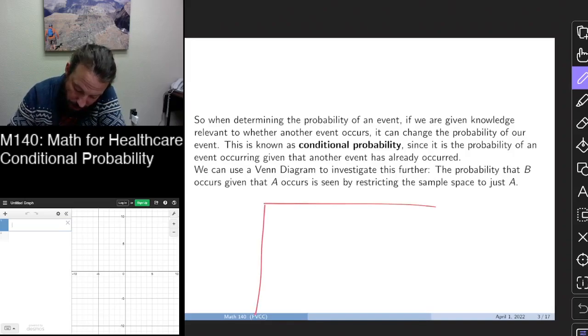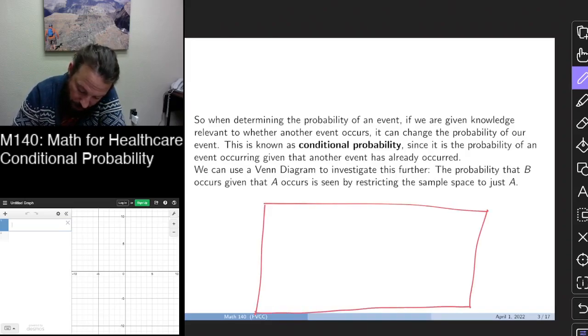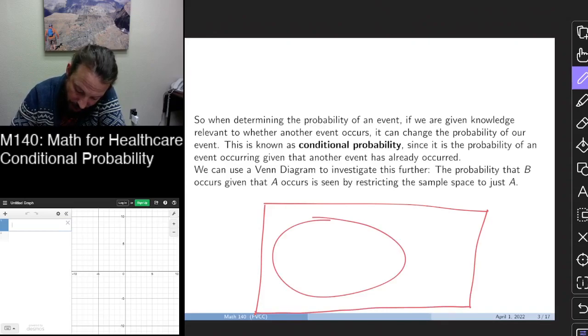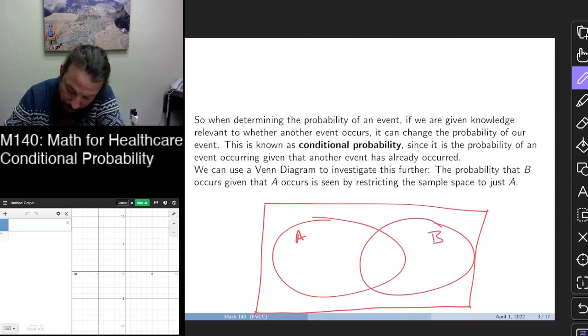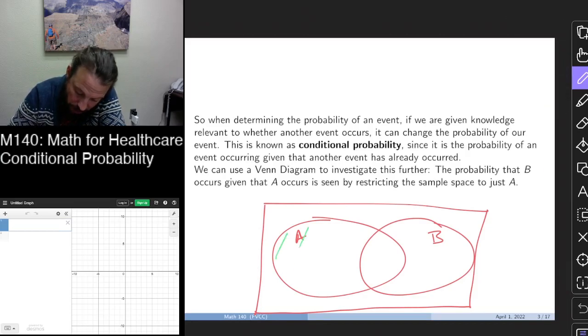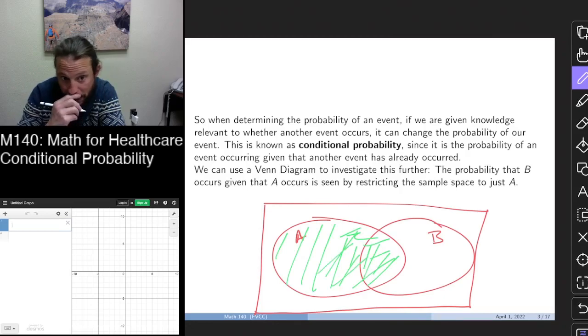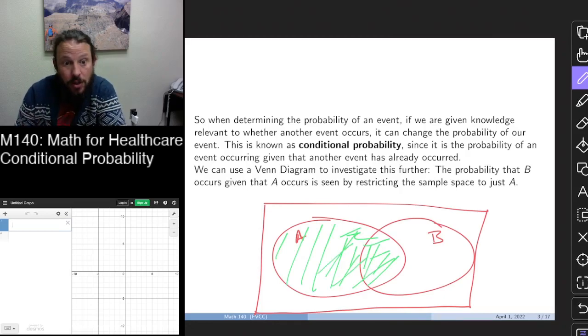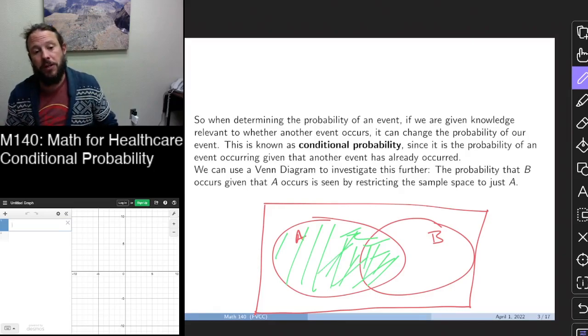Let's say here's my Venn diagram, and I've got events A and B. Here's A, here's B. Let's say we know that A occurs. What does that mean? If we know A occurs, we must be inside this green area. We know A happens, so that's the new sample space.